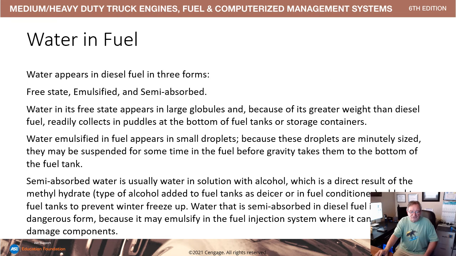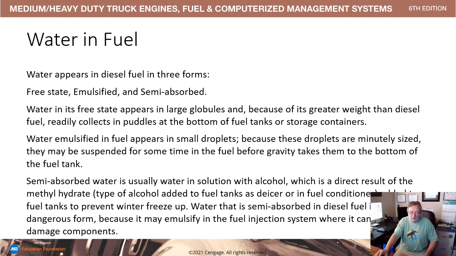Water appears in three forms: free state, emulsified, and semi-absorbed. Emulsified water appears in small droplets. They can be suspended sometimes in the fuel before gravity and centrifugal force take them to the bottom of the tank. Semi-absorbed water is usually found in water solution with alcohol, a direct result of methyl hydrate. That's the type of alcohol added to fuel tanks as deicer or fuel conditioners.